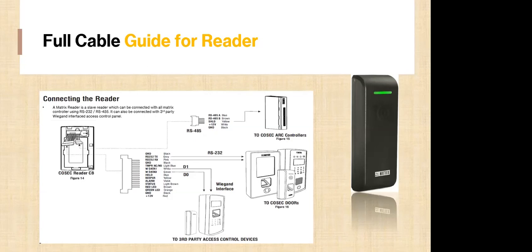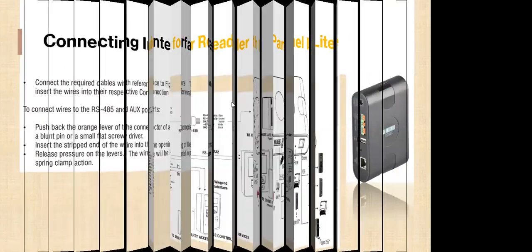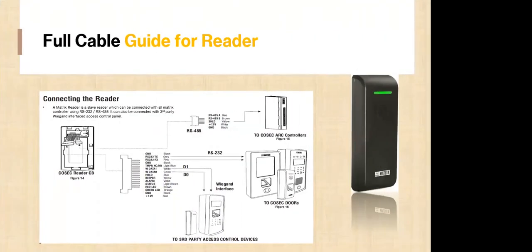So, as you can see over here, we have devices which can connect to a controller. Now, this particular device which you see on the screen can connect to a controller using RS485 communication. So each controller, the ARC controller, can control up to two readers, which will be connected over RS485. The readers can also get power through the ARC controller, so no additional power would be required.